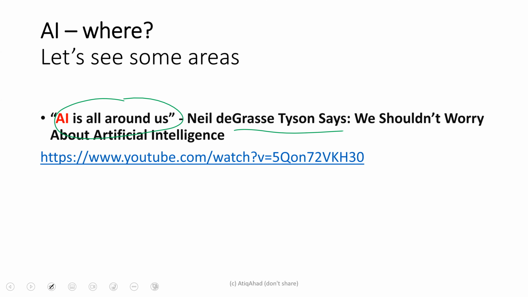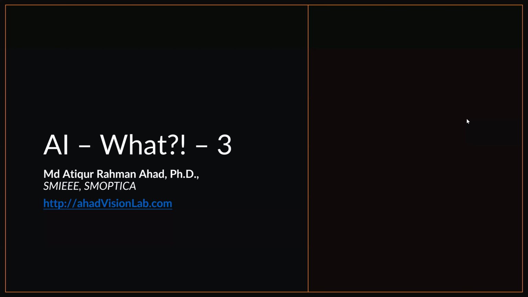He said that we shouldn't worry about AI. And in this video, Stephen Colbert took some interview, but at some point he felt that his materials had copyright issues. So with that, I just quickly finish here. Let's move to the next one.